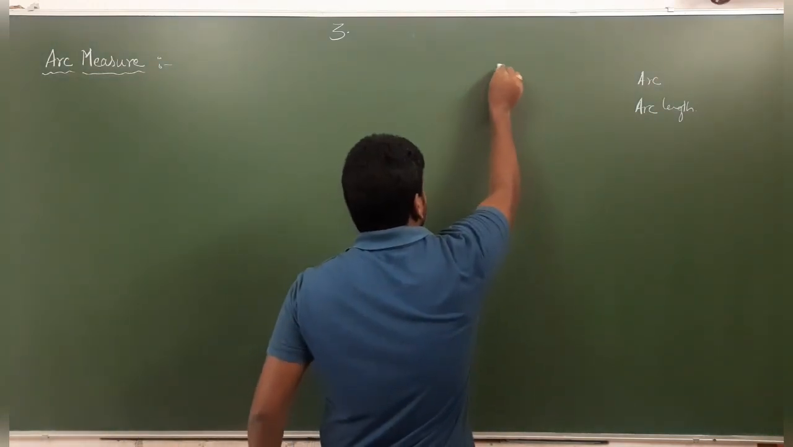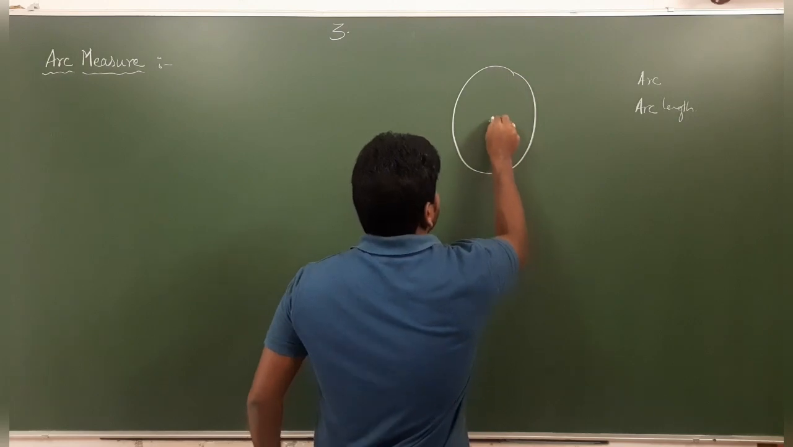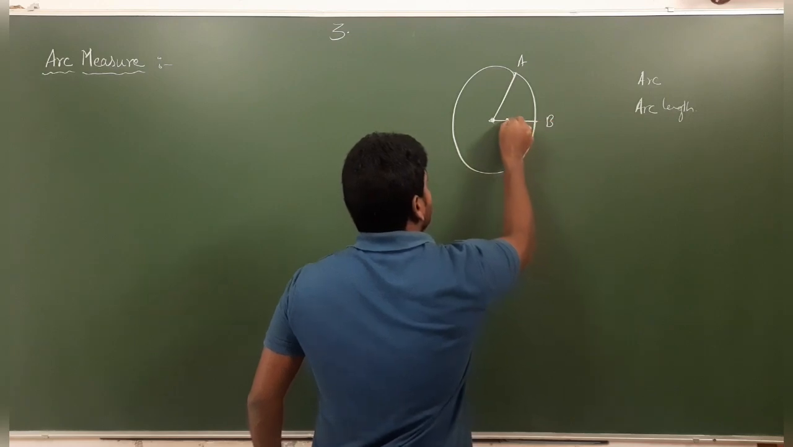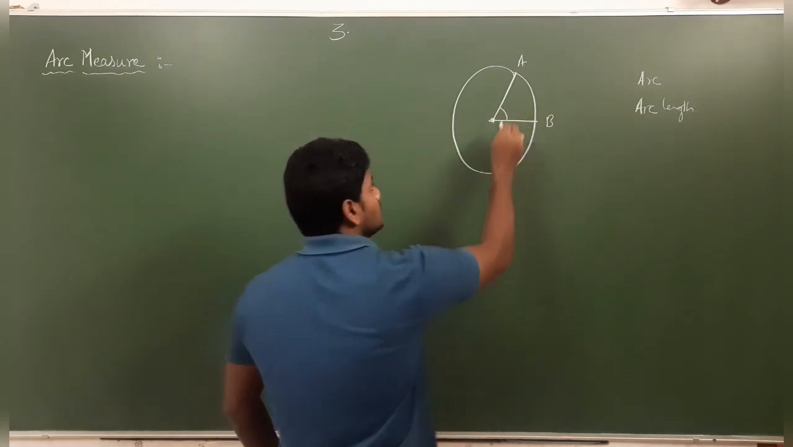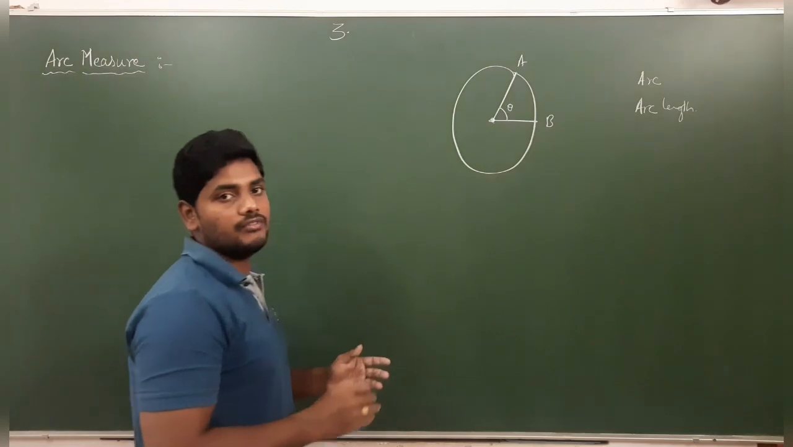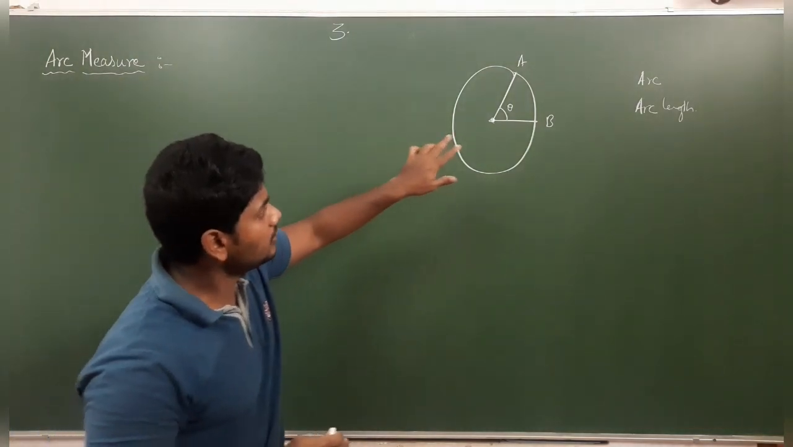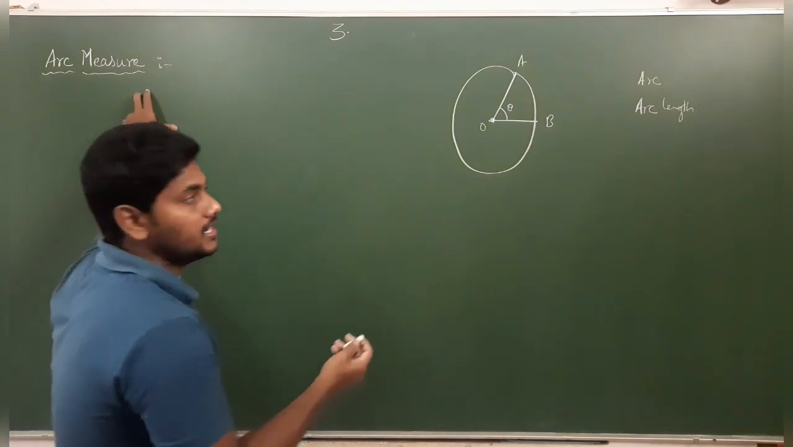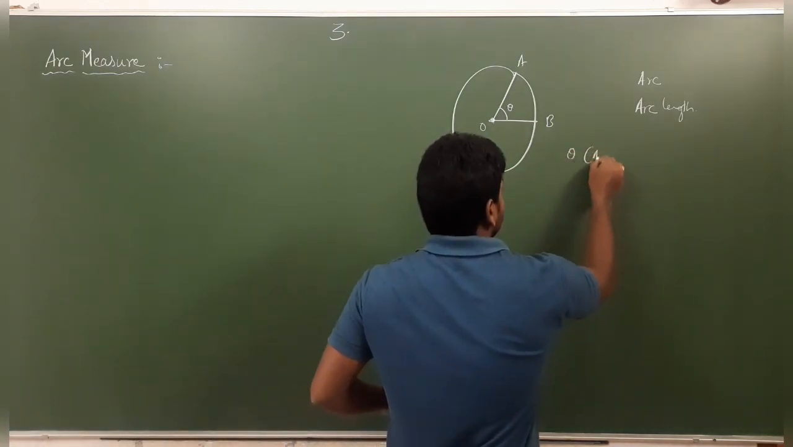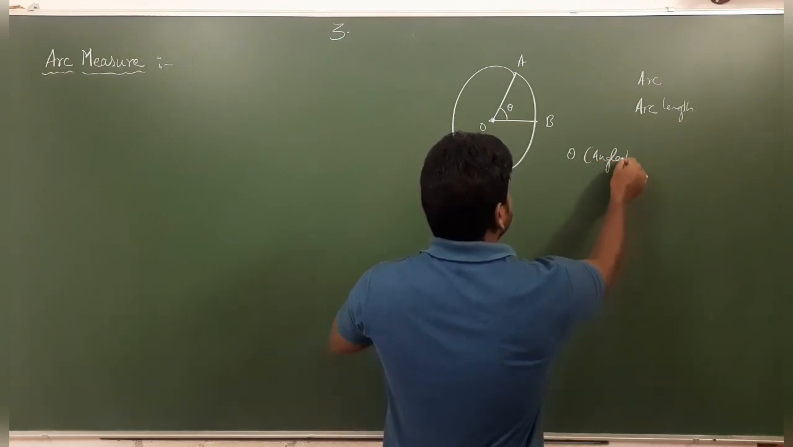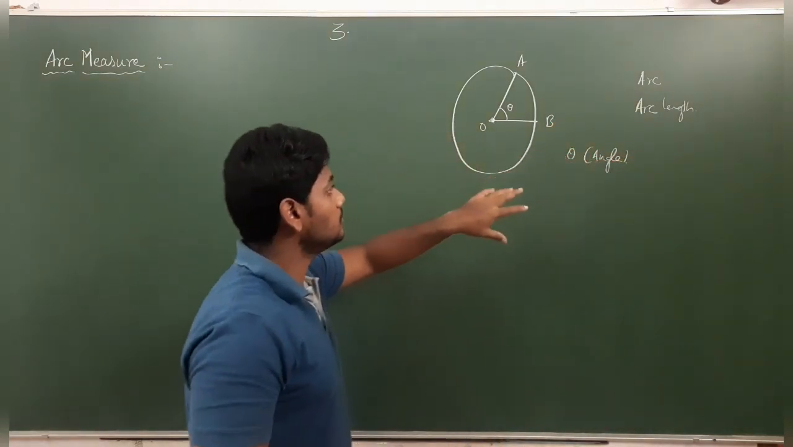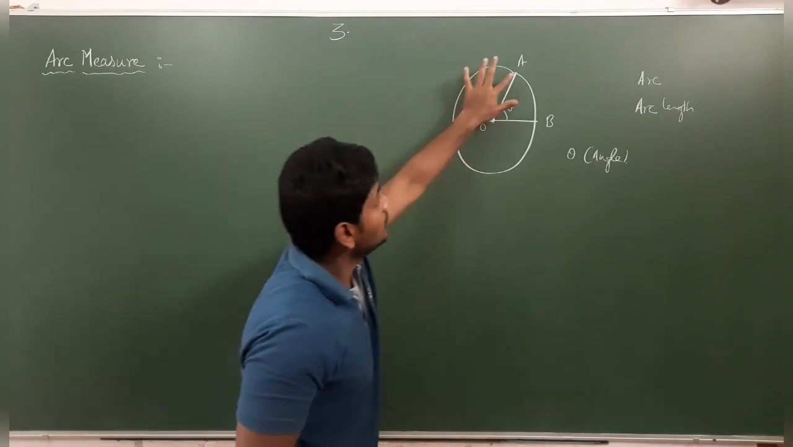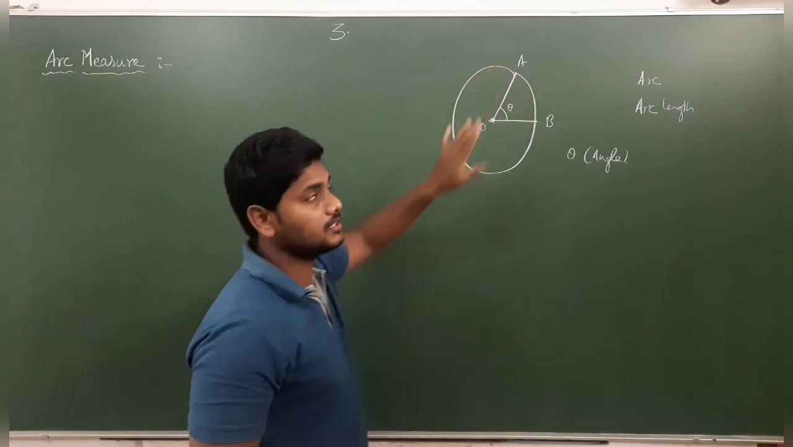For example, if we consider a circle with points A and B, the angle between OA and OB, which we will consider as theta or alpha or beta, is considered the arc measure. Simply we will call it an angle, right? Theta is nothing but an angle. Arc measure is nothing but theta. Arc length is the length of this arc, nothing but part of the circumference.